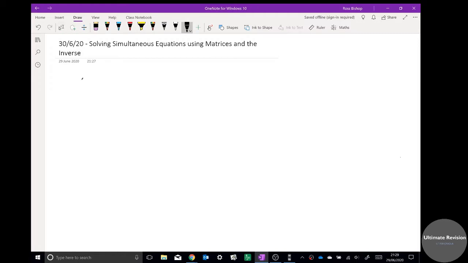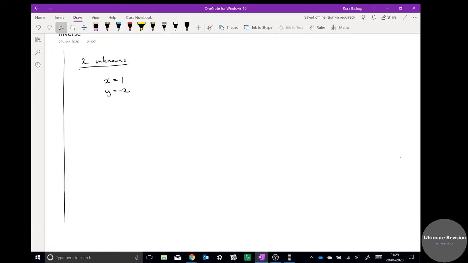I'm going to start just with two unknowns. So a classic linear simultaneous equation with two unknowns. I'm going to start with the answer and work backwards, and let's hopefully see what we get. So I'm just going to say, okay, let's say x was 1 and y was -2. So I'm just going to generate two equations here.